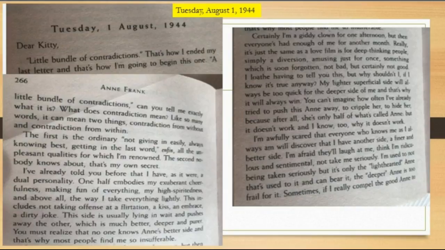This is Anne's last entry of the diary. Okay, so it is Tuesday, August 1st, 1944. This is where her diary ends. So this is her last entry. And here we see the vocabulary word contradiction. So Anne will talk about that.